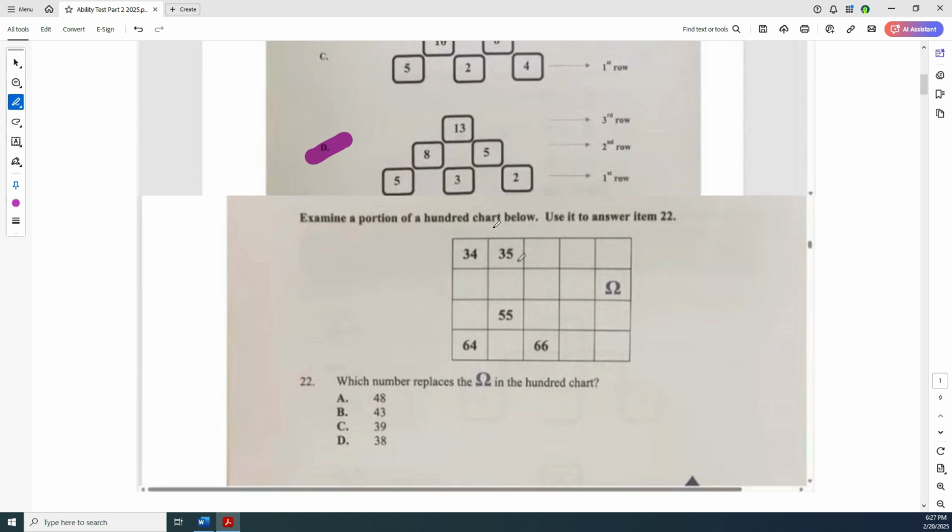Examine a portion of a 100 chart below. Use it to answer item 22. So 34, you know that this is 35, this is 36. I might want to get this a little not so thick, get it to about here, and then this would be what, 36, right? So 36, 37, 38, and this is 44, 45, 46, 47, 48. So this would be 48 without me even trying to write there.